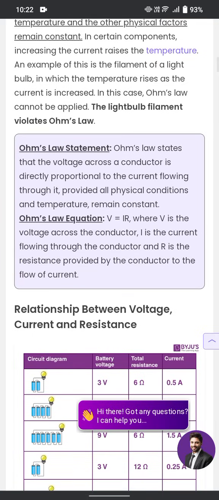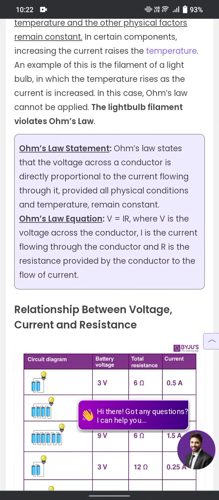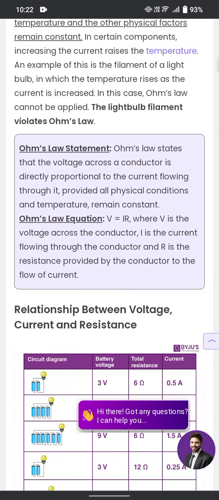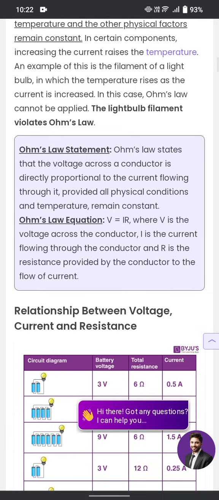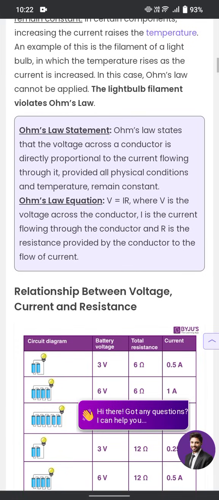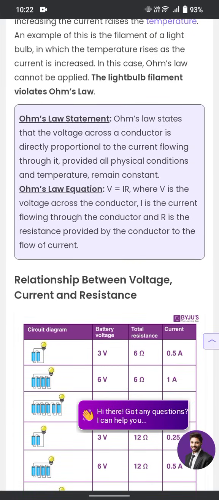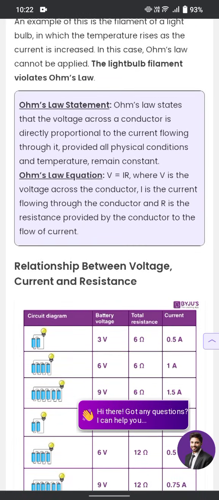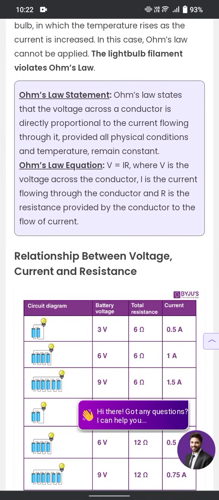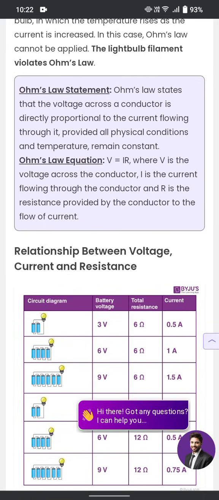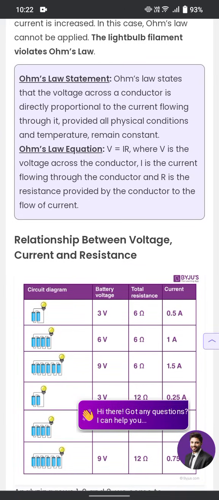Ohm's law statement. Ohm's law states that the voltage across a conductor is directly proportional to the current flowing through it, provided all physical conditions and temperature remain constant. Ohm's law equation: V equals IR, where V is the voltage across the conductor, I is the current flowing through the conductor, and R is the resistance provided by the conductor to the flow of current.